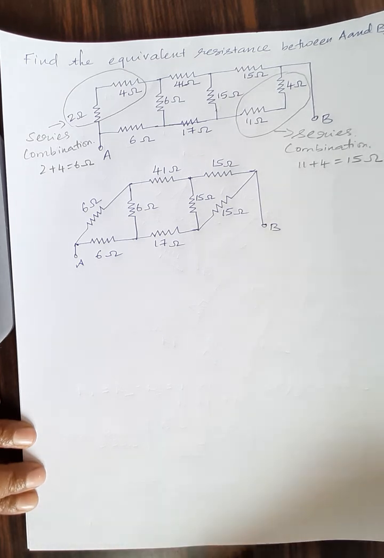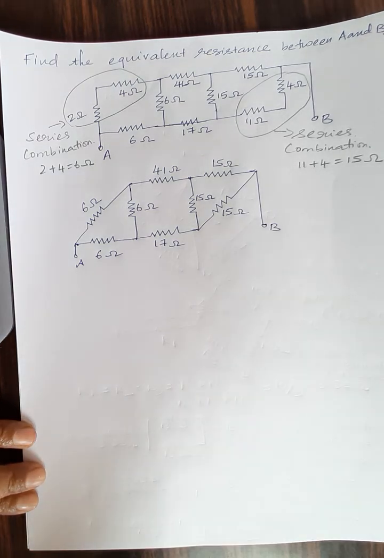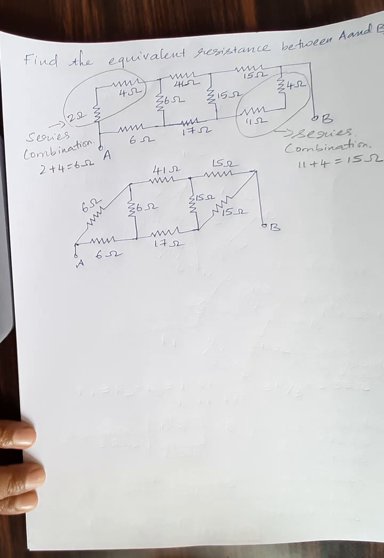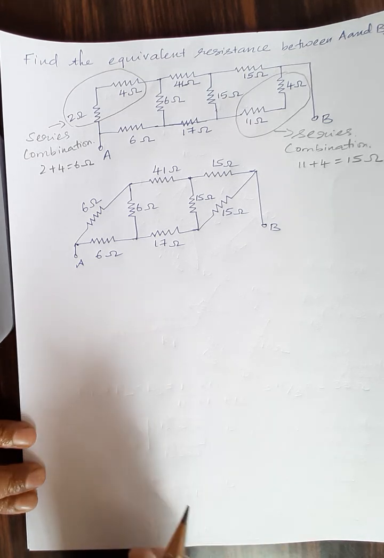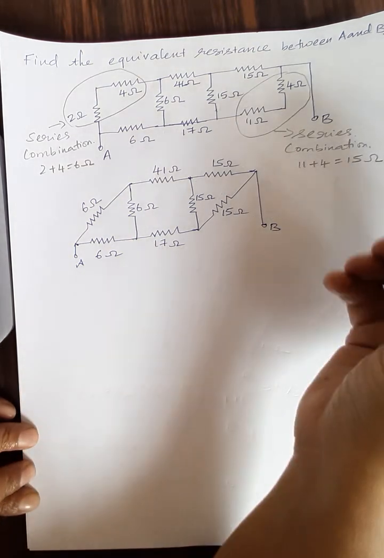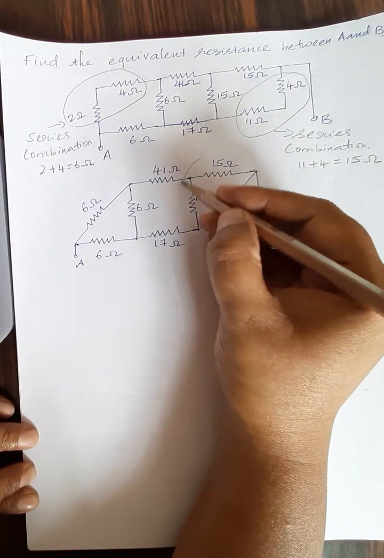Now you observe the circuit again. There is no series and parallel combination that is possible. You check for delta and star formations. Star is not present here. You can clearly see from the circuit. But two delta networks you can identify.